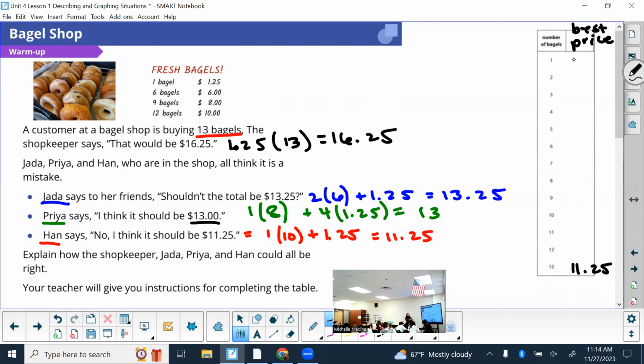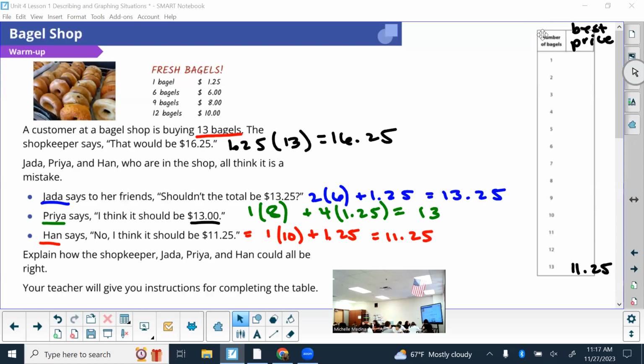You're going to now complete the table with your group for all the other numbers of bagels you can buy under 13. So do that. I'll give you, I don't know, a minute or two. You can use a calculator, so I don't imagine it'd be very long that you need. You just got to work it out in that real world situation based on these bundle prices, but the best price for each number.